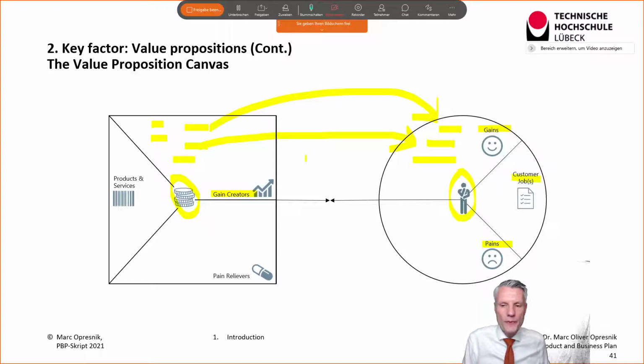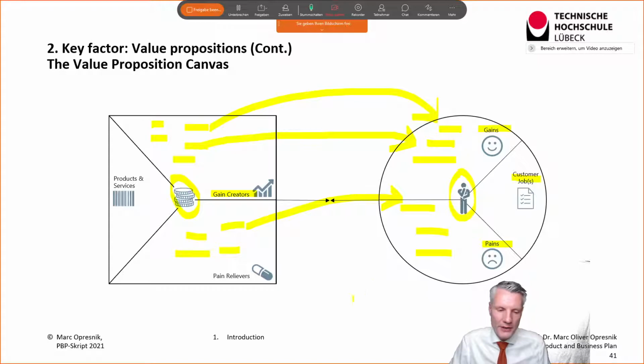Also the same with the pain relievers. What are the challenges of this customer segment, and what are your potential solutions? Probably you find out that there is one that is very big here. There's a big pain point, a big minus of this customer segment, and you don't have any solution for that. So if you run through the process of the value proposition canvas, you may come out with a cool idea for a new kind of pain reliever.